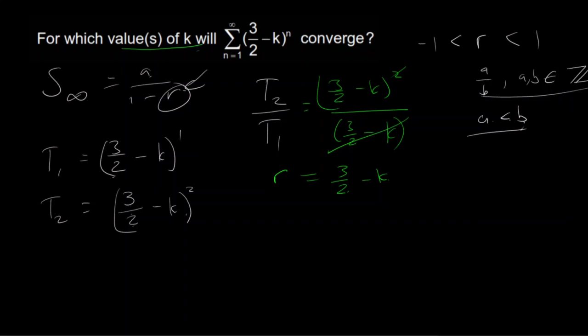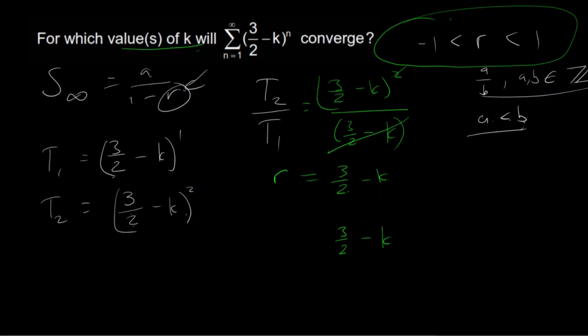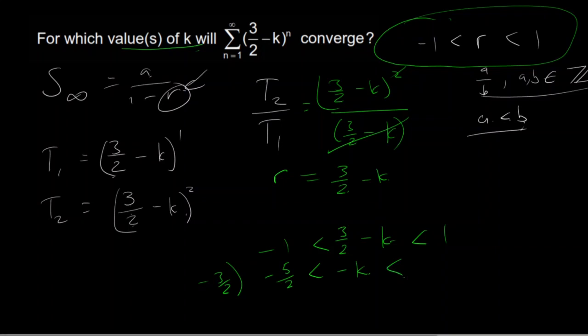Now, for which values of k will this be a convergent series? There's the inequality we used to set this up. So quite simply, 3 over 2 minus k should be less than positive 1 and greater than negative 1. So first step, just subtract 3 over 2 right through. So minus 1 minus 3 over 2 just becomes negative 5 over 2, less than negative k. And then 1 minus 3 over 2 becomes negative half.